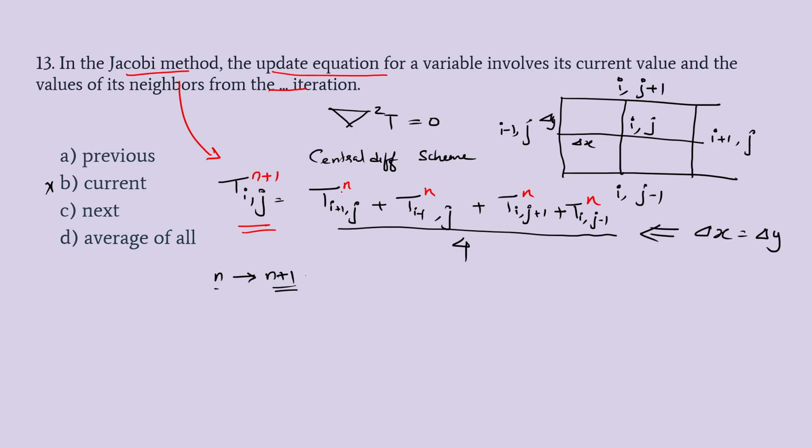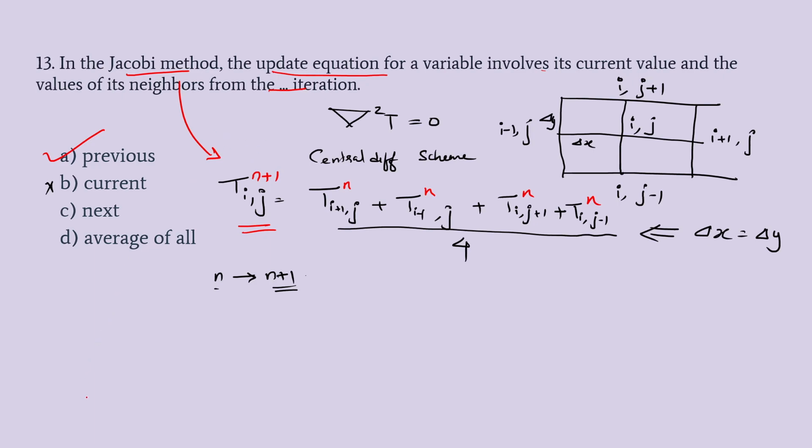So for Jacobi's method, to find the current value of the variable, we use values of the previous iteration, that is values of neighboring cells from the previous iteration. All the values are taken from the previous iteration. So the question involves its current value and the values of neighbors from the dash iteration, that is option A, previous iteration.